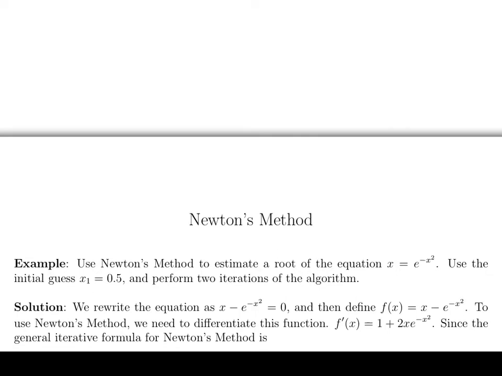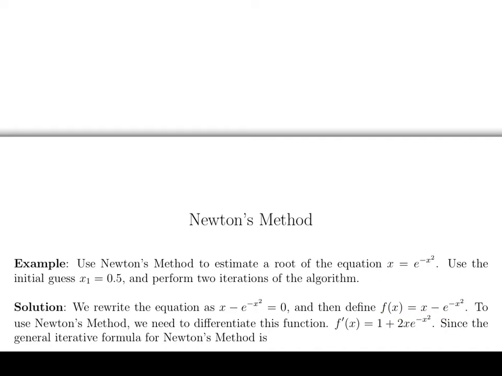So we'll rewrite the equation by putting everything to one side. So we'll have x minus e to the minus x squared is equal to 0. And then we'll define a function f of x equals x minus e to the minus x squared. We'll need to compute a derivative in order to use Newton's method. So we have to differentiate the function f of x. And so when we do that, we get f prime of x equals 1 plus 2x e to the minus x squared, using the chain rule.